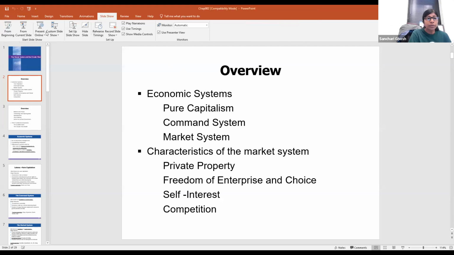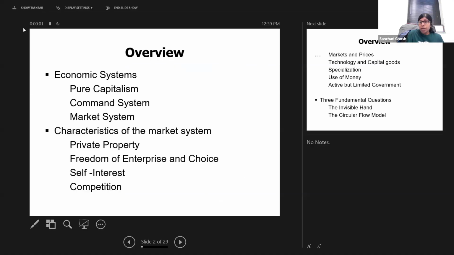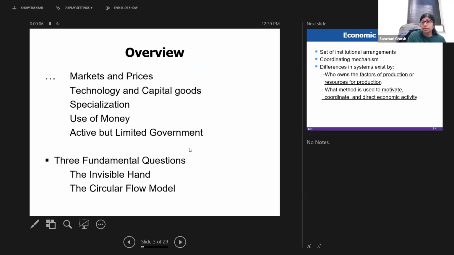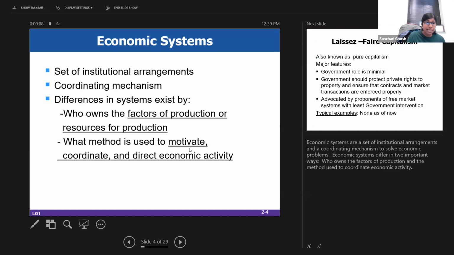Chapter 2 takes what we just learned in chapter 1 and puts the concepts in an economic framework, a framework of how countries are using these concepts, and there are different kinds of economies. Then we go to a market-based system and talk about the circular flow in a market-based system. So we talk about certain economic systems here, starting with pure capitalism, the command system, and the market-based system, and then the characteristics of the market system and the circular flow itself.